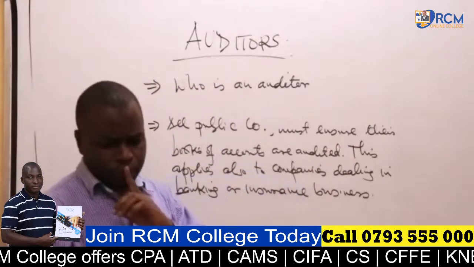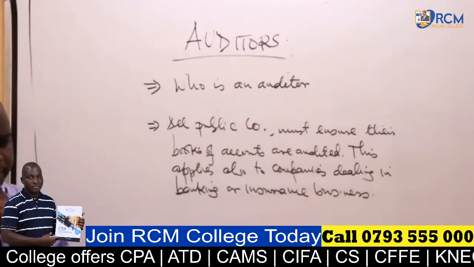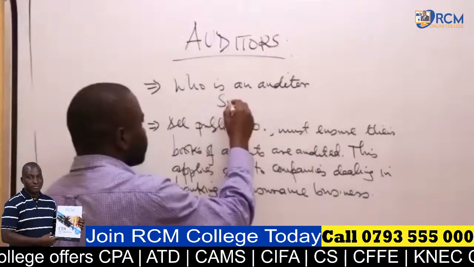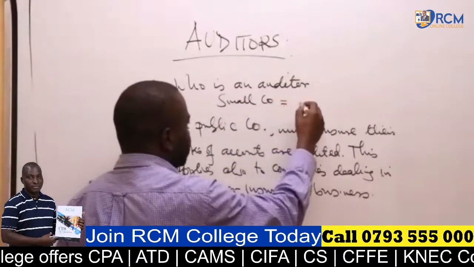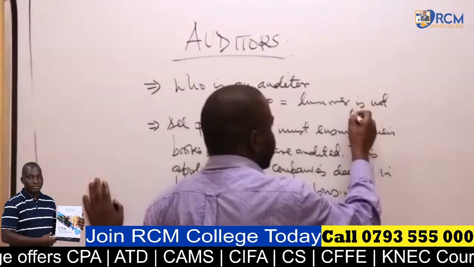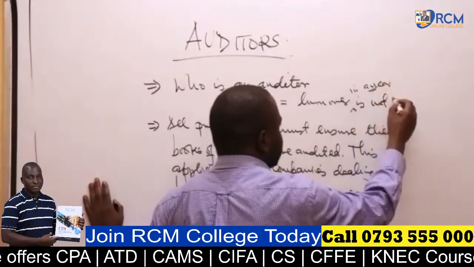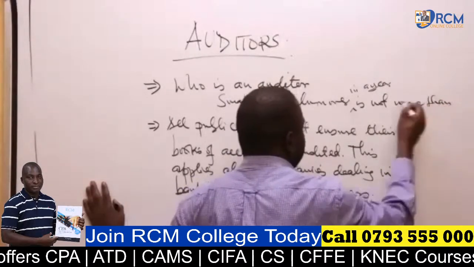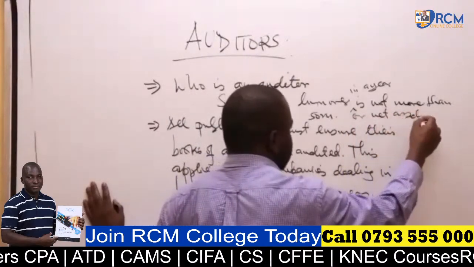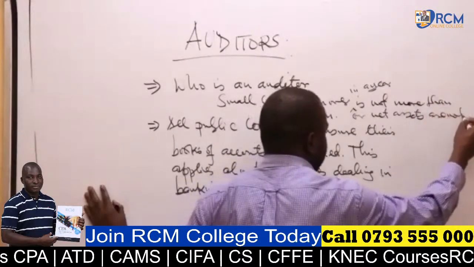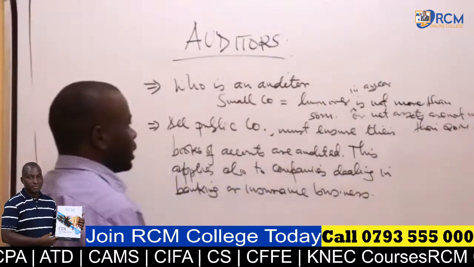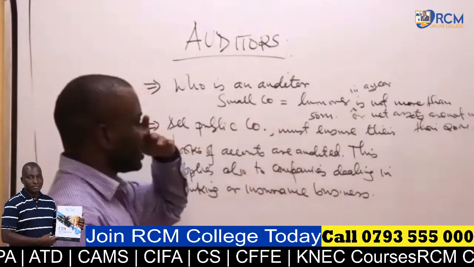So the threshold for ascertaining whether a company is a small company is this: a small company means that the turnover in a year is not more than 50 million, or the net assets are not more than 20 million. In such a case, such a company will be categorized as a small company. So it is a small private company.